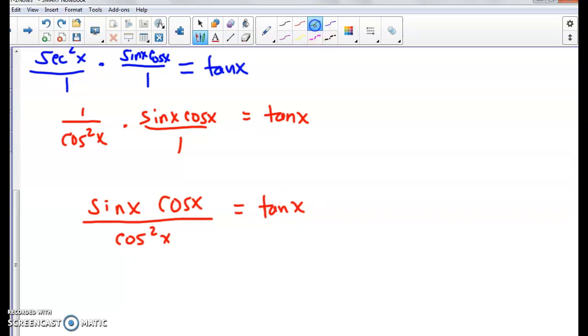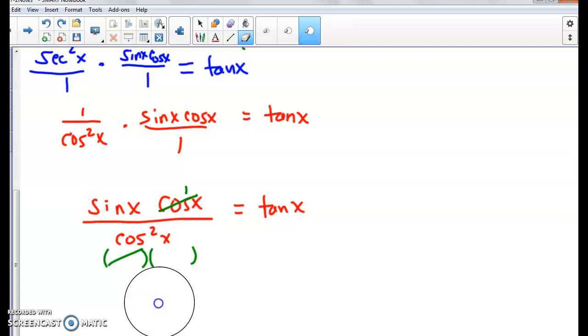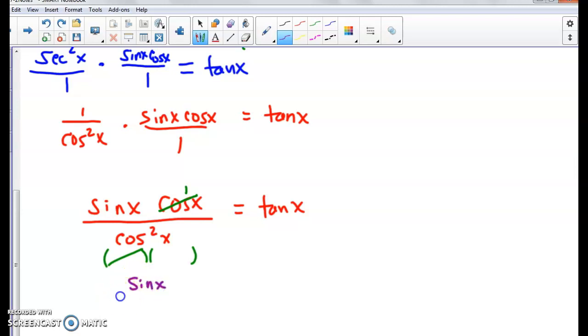Oh, I like that, I see a cosine to the first on top of cosine to the second. So that means this one is going to cancel with one of these. Picture there's 2 here, it's going to cancel with 1. So now I'm left with sine x on top divided by the cosine of x. There's only one cosine left.